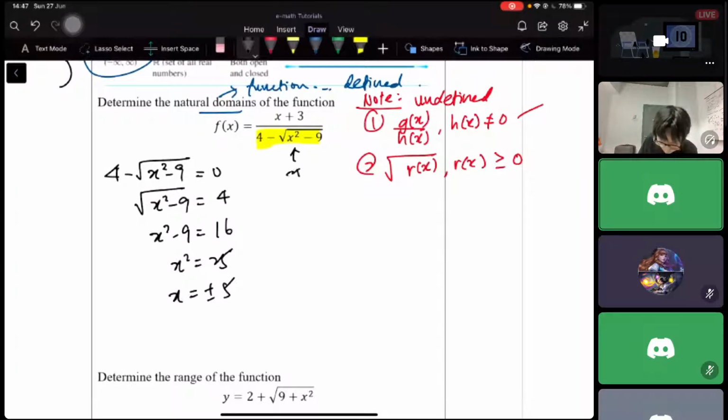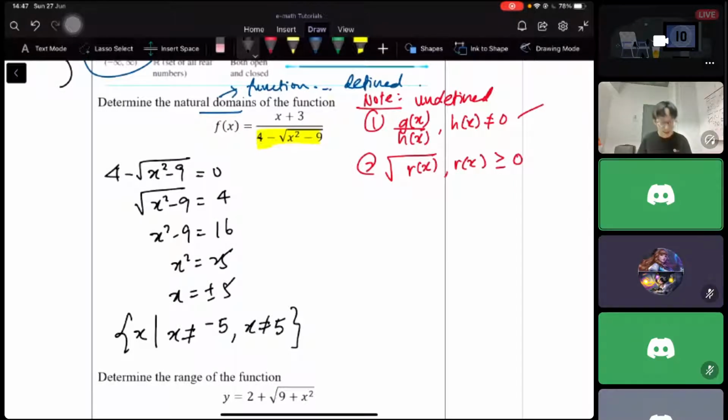You can just try it on the order. You see, 25 minus 9 is 16. Square root of 16 is 4. 4 minus 4 is 0, right? So I will write this as, okay, all the x, x not equals to negative 5 and x not equals to 5. You write the condition at back. This one you read as all the x given that x is not equals to negative 5 and x is not equals to 5. And this is to avoid you get a 0 in the denominator.